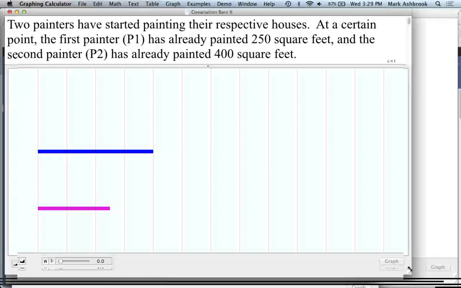All right. So here's a scenario. Two painters have started painting their respective houses at a certain point. The first painter has already painted 250 square feet. The second painter, P2, has already painted 400 square feet.